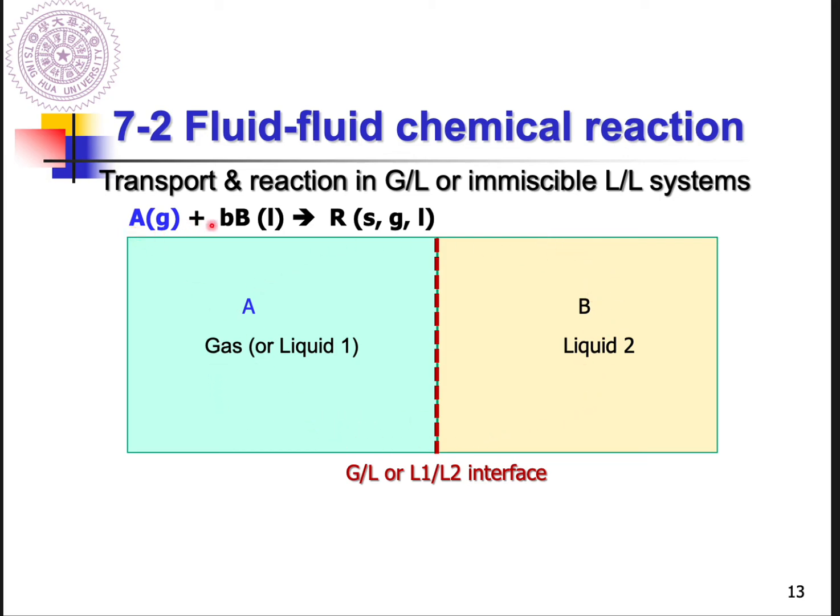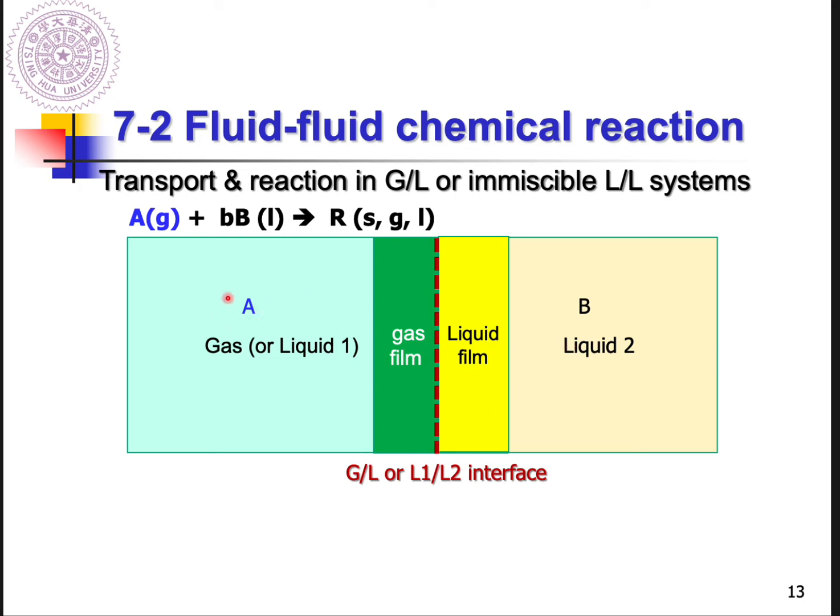So we have a gas A reacting with liquid B and generating product R, and in between the gas and the liquid, we have a film layer formed. On the left-hand side, nearby the gas phase, we call it a gas film. On your right-hand side, near the liquid phase, we call it a liquid film. The overall thickness we call the film layer. And here is the interface between the gas and the liquid phase.